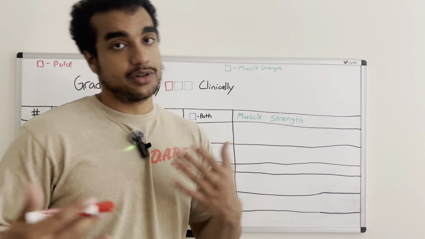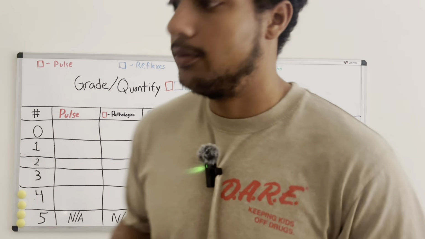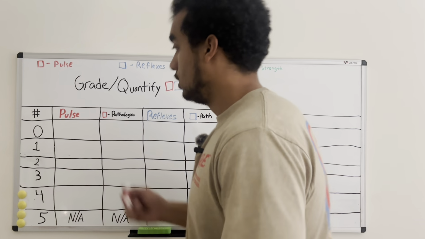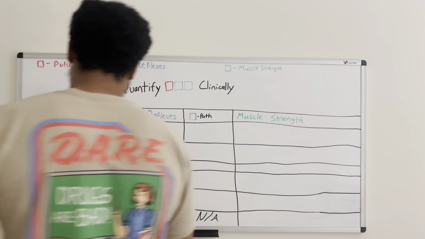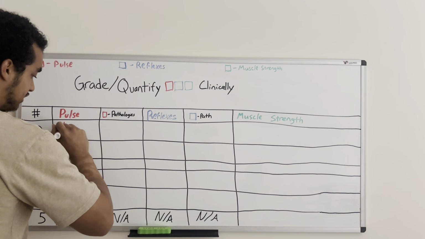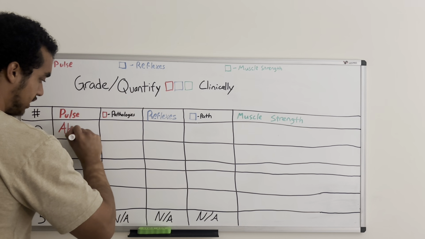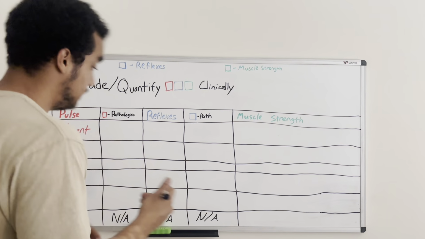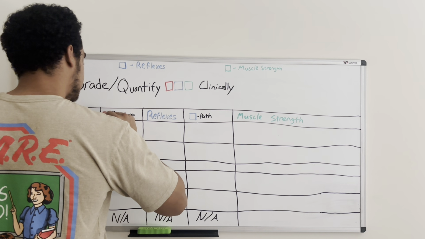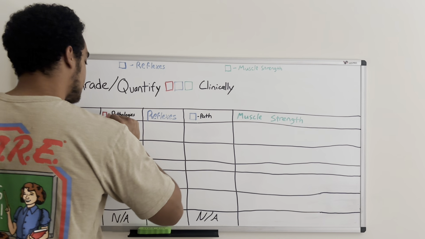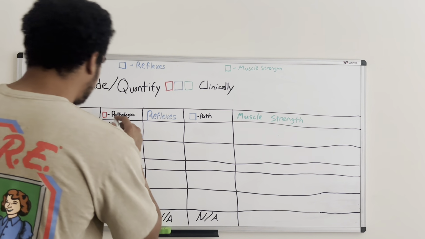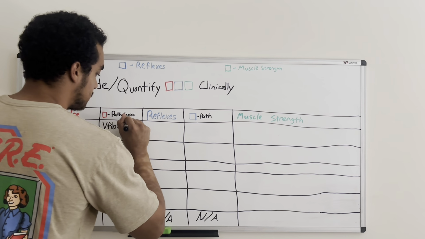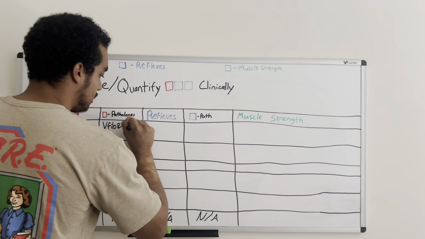So first, we're going to start off with pulse. Pulse is graded from a 0 to 4. As you can see, 5 is not applicable, right? Pulse grade of 0 is an absent pulse, right? Now, there are a few pathologies that can lead to absent pulse or cause an absent pulse, one of which is VFib, ventricular fibrillation, and claudication.